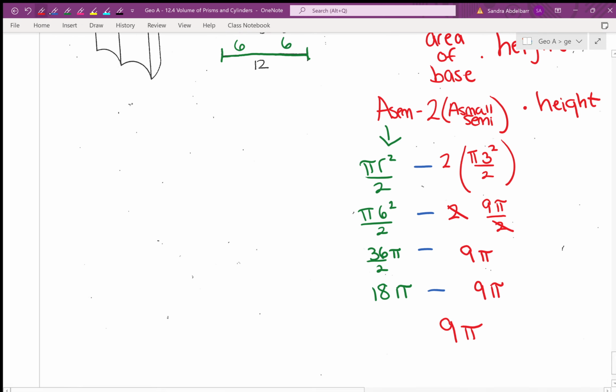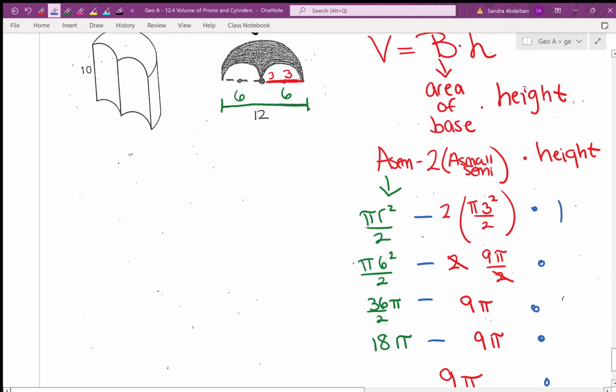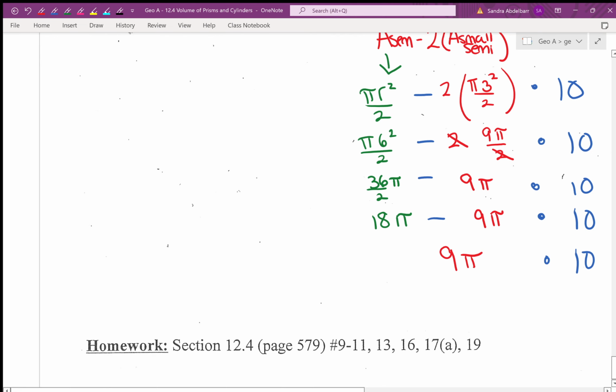And now we're going to times this whole thing by the height. What's the height of the whole bitten chipmunk cylinder? 10. So 9 pi times 10 is 90 pi units cubed.